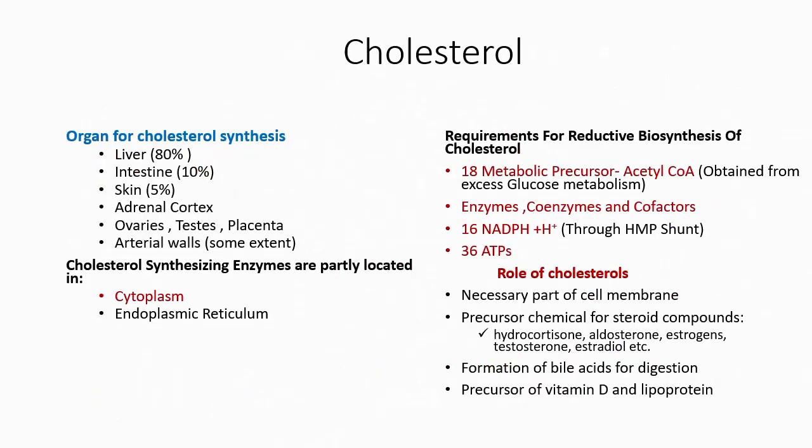Now these are just some of the organs where these things can be synthesized, and the enzymes are actually a combination of cytosol and the endoplasmic reticulum. We talk about the 1-2 step, where the next step involves an enzyme from the endoplasmic reticulum, specifically the synthesis of mevalonate. The synthesis of mevalonate actually takes place in the endoplasmic reticulum. So we will see the steps, and these are the requirements.